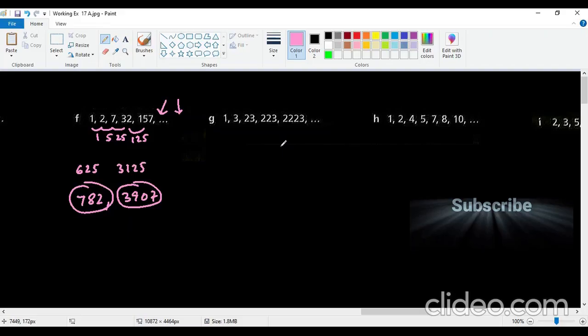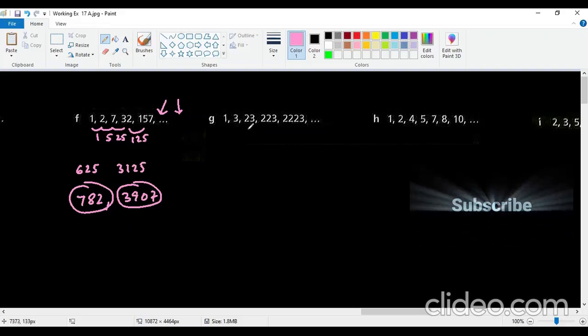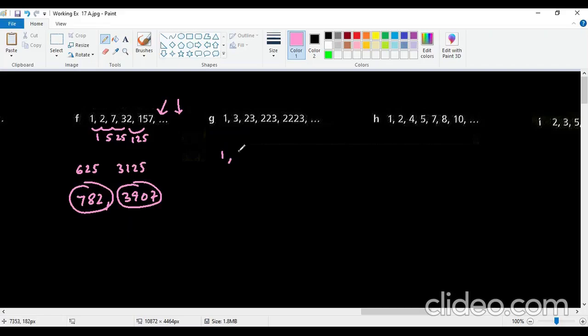Next comes question number G. In here you can see that the first number is 1, the next number is 3, then comes 2 3, then 2 2 3. The 2 is repeating two times. In the first one there is no repetition, 1 and 3, then comes 2 3, then comes 2 2 3, then it's coming 2 2 2 3.